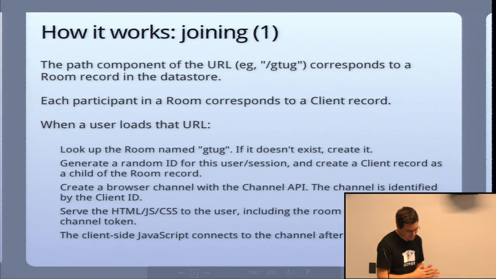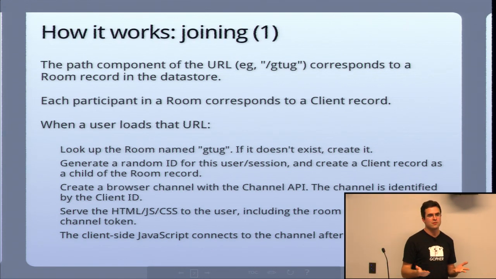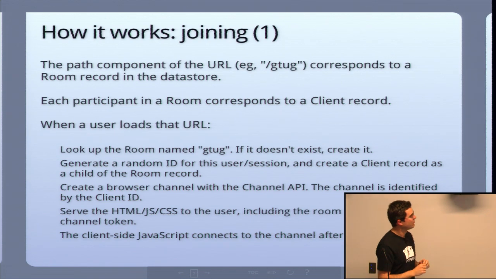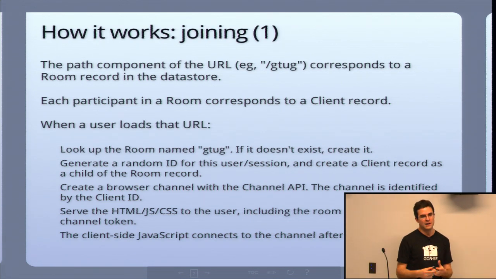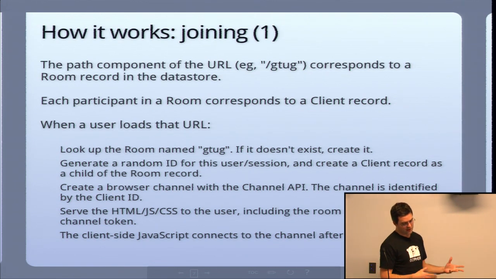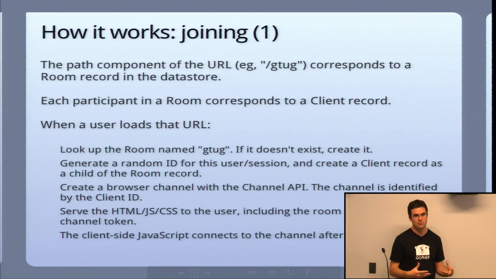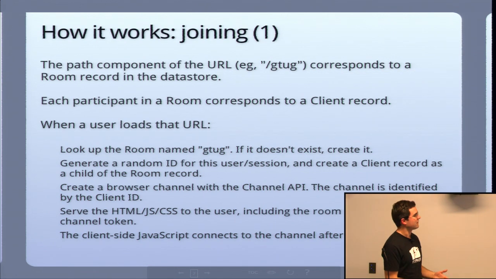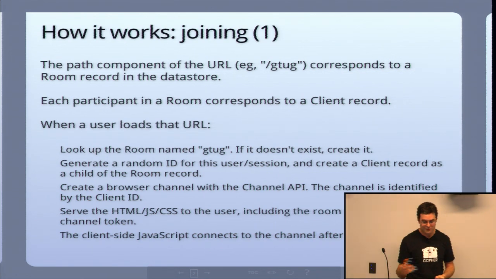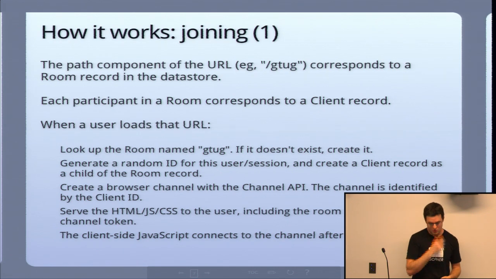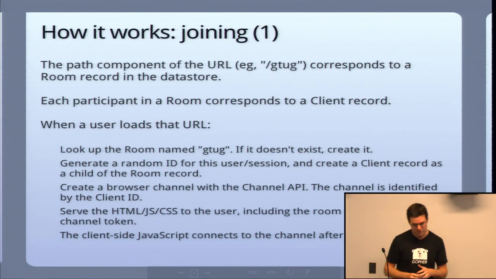So, how does it work? A little bit more technically. So the path component relates to a room record in the datastore. So Room is the name, capital R Room. And each participant in a room has an associated Client record, capital C. And so when a user loads that URL, our AppEngine app queries the datastore, looks for a room with that name, and if it doesn't exist, it creates it. And then it generates a random ID for that user for that session, which would just be a random string of letters, 40 characters long.